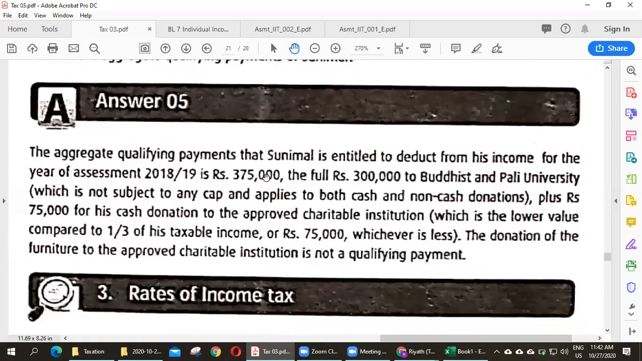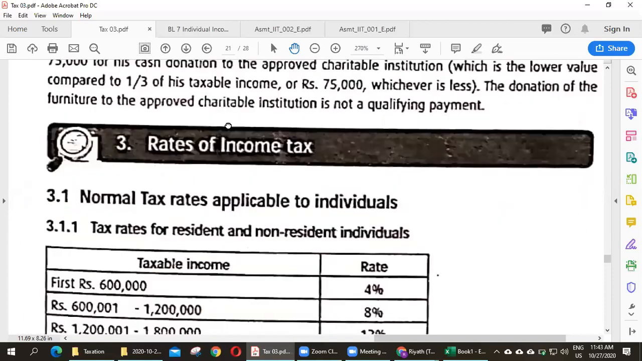The aggregate qualifying payment that Sunimal is entitled to deduct from his employment income for the year of assessment 2018/19 is 375,000. The full 300,000 to Buddhist and Pali University, which is not subject to any cap and applies to both cash and non-cash donations, plus 75,000 for his cash donation to the approved charitable institution, which is the lower value compared to one-third of taxable income or rupees 75,000, whichever is less. So we compute, 75,000 is less. The donation of the furniture to the approved charitable institution is not a qualifying payment, right?